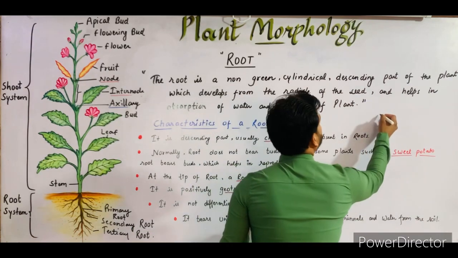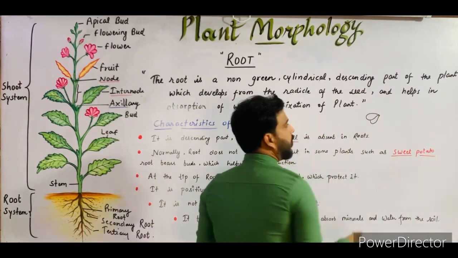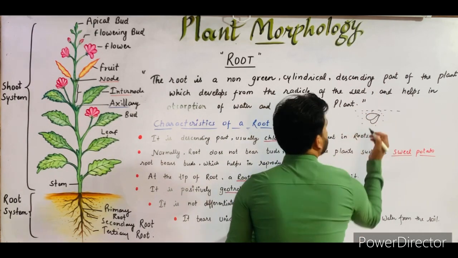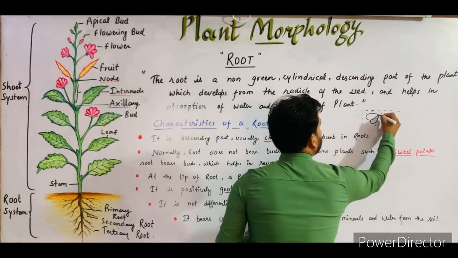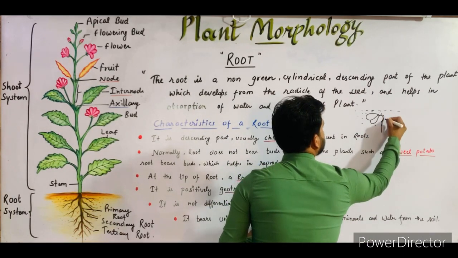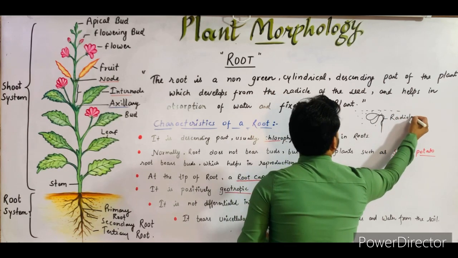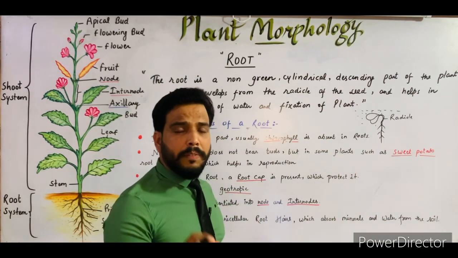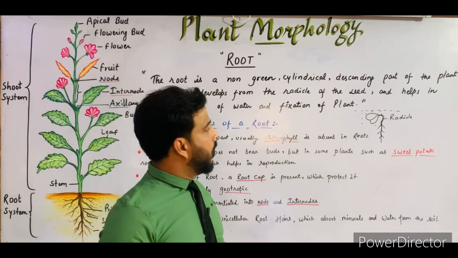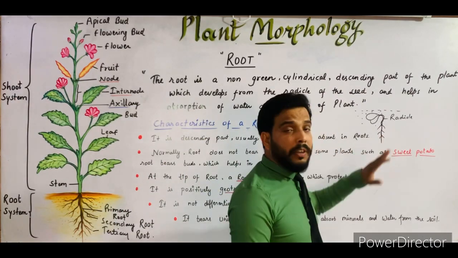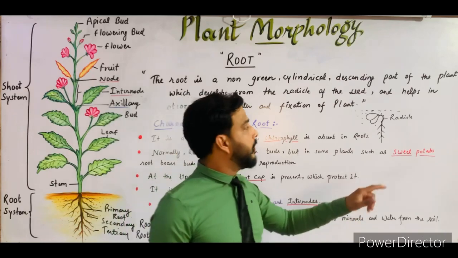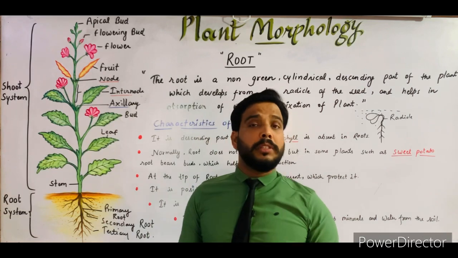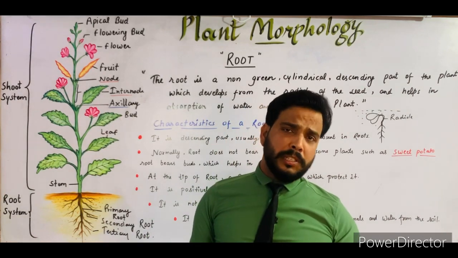This root is developed from, suppose that this is a seed. If we sow this seed in the soil, then after some time this type of structure arises, which is known as the radicle, and this radicle gives rise to a root. So the root develops from the radicle of the seed, and it develops a complete root system. At first it develops a primary root. From the primary root, secondary roots arise. From secondary roots, tertiary roots arise. Thus a complete root system is formed.